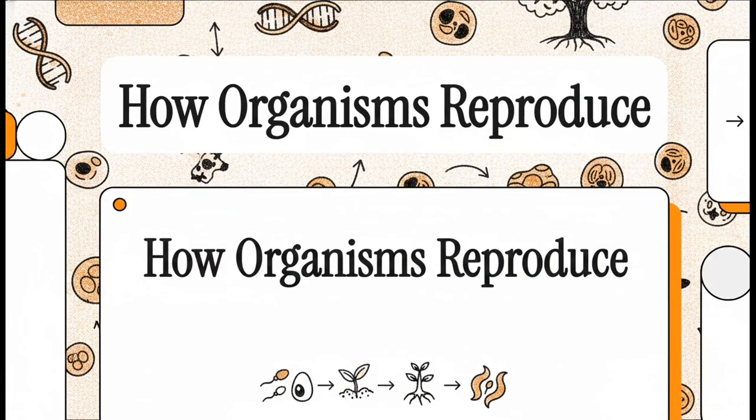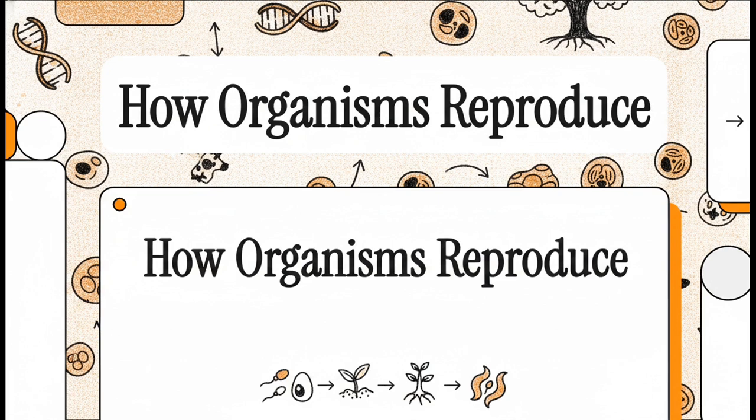Welcome to this explainer. Today, we're decoding nature's ultimate survival tool, reproduction. Think about it. Every single living thing around us, from the tallest tree outside to the humans in our own families, exists because genetic information was successfully passed down from one generation to the next. Reproduction isn't just some basic biological process. It is literally the blueprint of life.